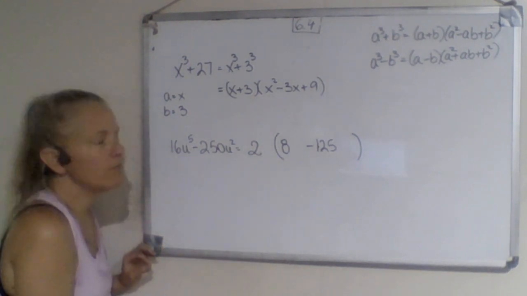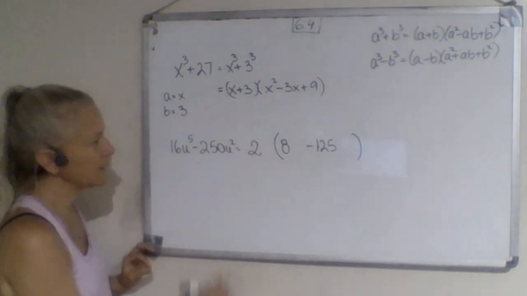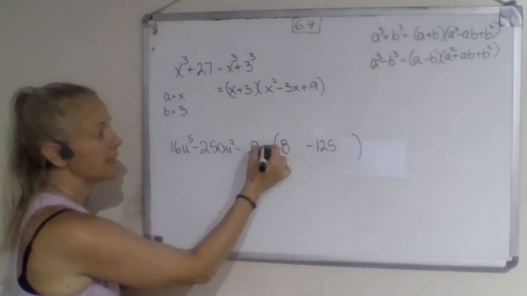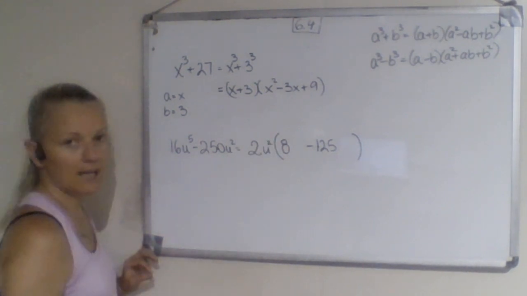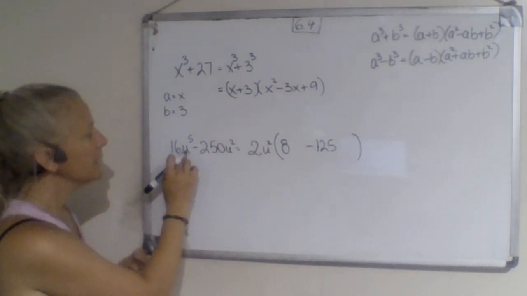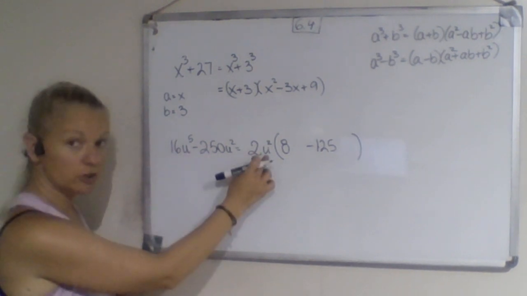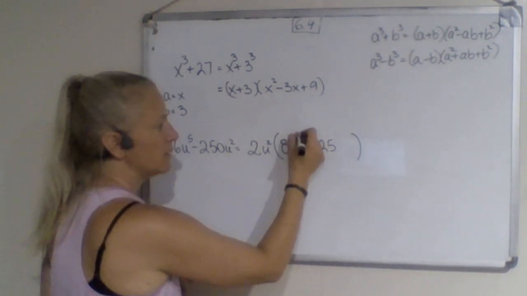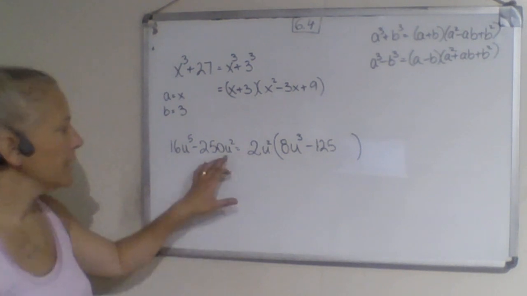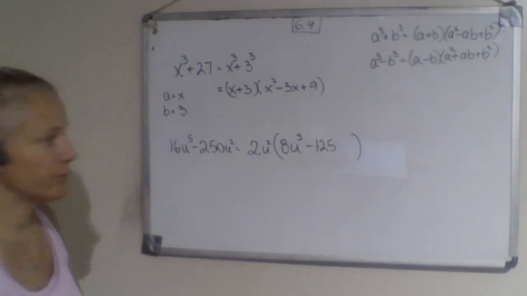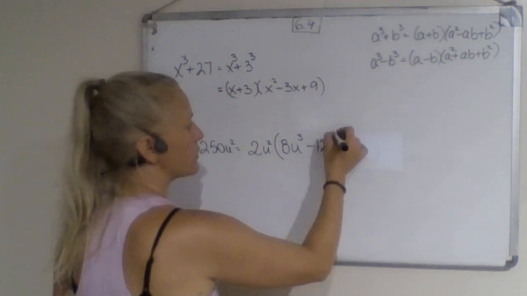I have a u to the fifth and a u to the second. We said in class, I basically can take a u to the second out, right? Because it's in both places. If I had 5 u's and I took 2 out, I'm left with 3 u's. And here I had 2 u's, I took 2 out, I'm left with nothing.